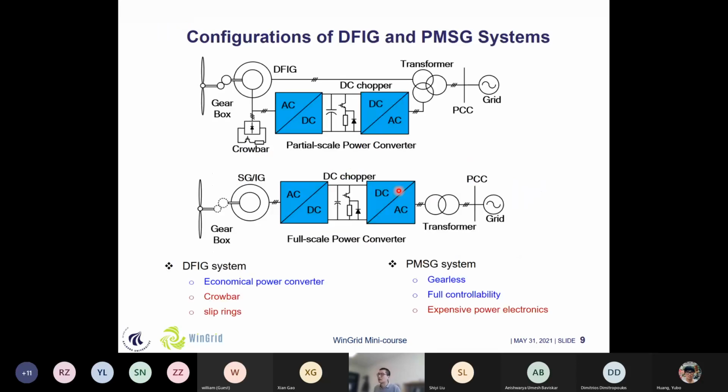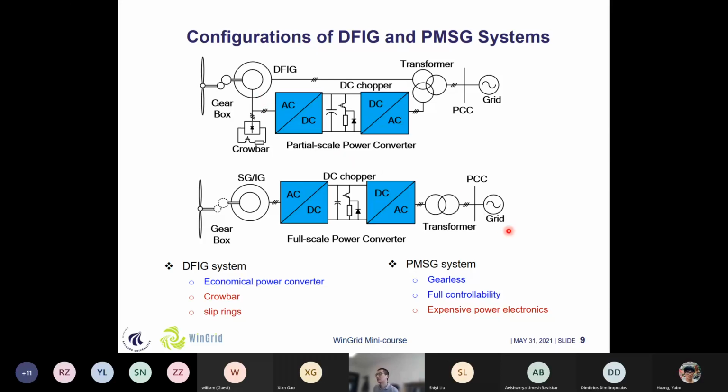So if we take a look at the general configuration of this system, we can see that the DFIG system is just equipped with a partial scale power converter. And as we mentioned before, the advantage is that we have a cost-effective power converter. The main drawback is that we need to use a crowbar, and we also have slip rings, because this power converter is connected to the rotor of the DFIG.